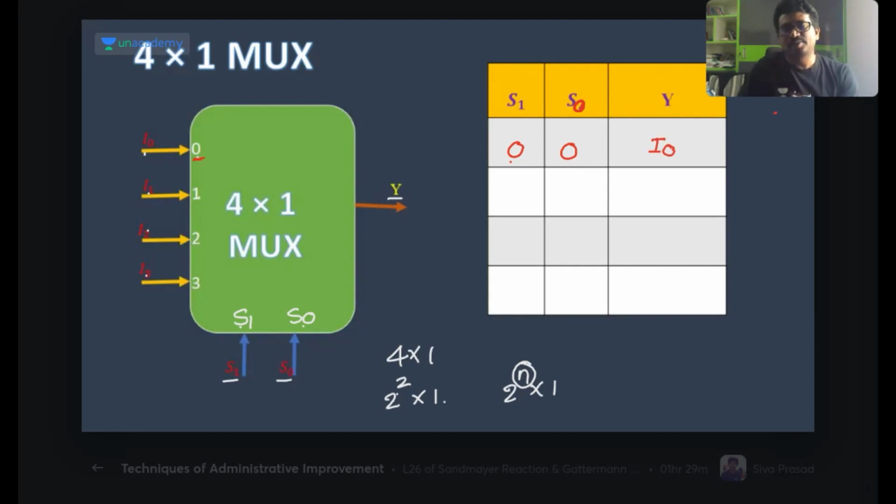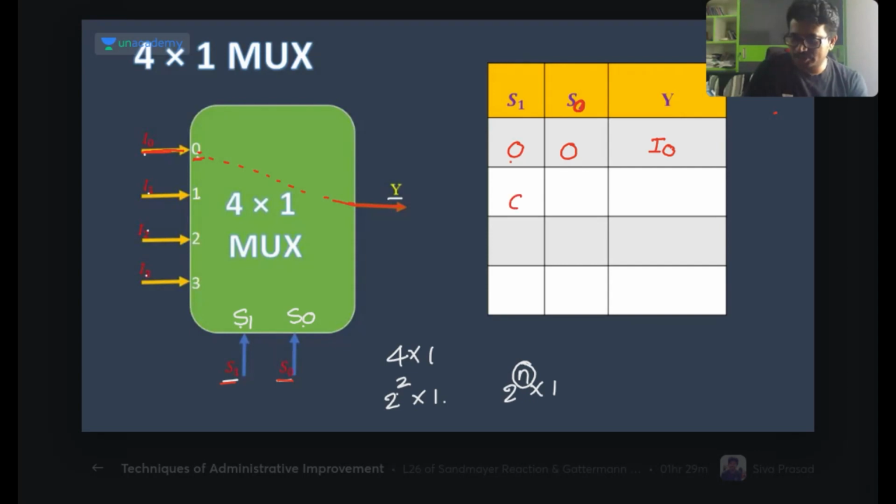Look at it here. When both are 0, 0, the decimal equivalent is 0. That means this connection is established here, and whatever data is coming from here will be passed to this output in this path. I will give according to my conditions, my requirements.